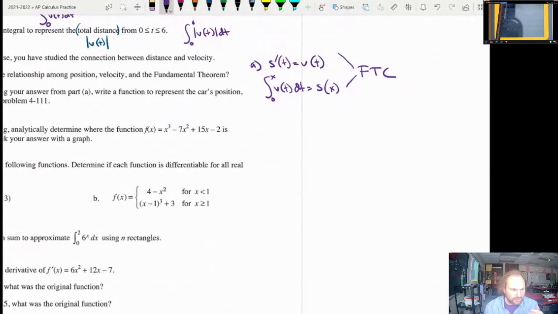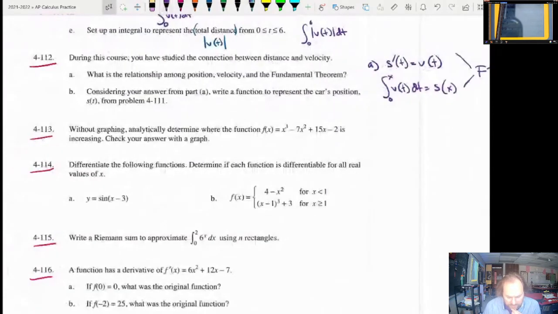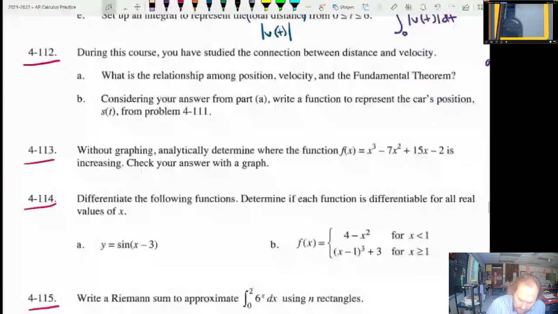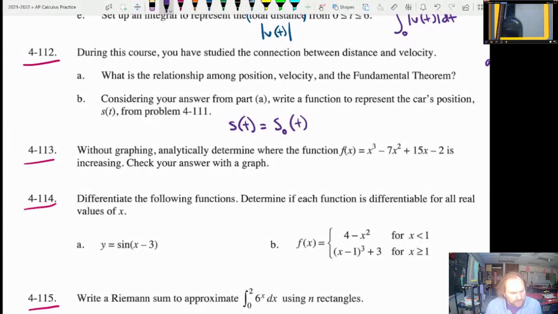Question B, considering your answer for part A, write a function to represent the car's position, s of t, from problem 4.1.1. So here's how I would think about s of t in question B. What you have to know is the initial position. We usually call that s sub 0, the initial position. We don't know it in question 4.1.1. They just tell us it's on the Golden Gate Bridge.